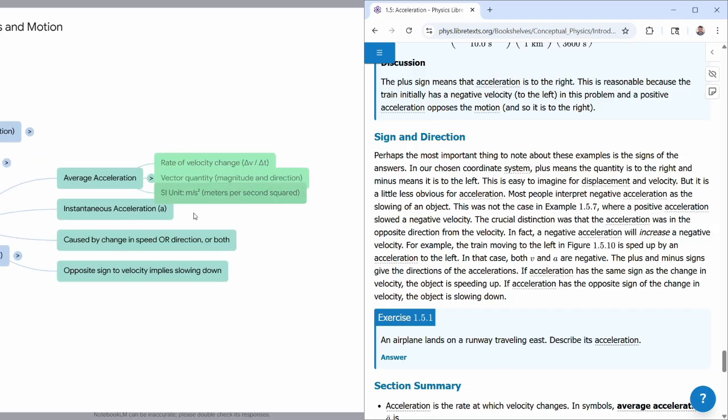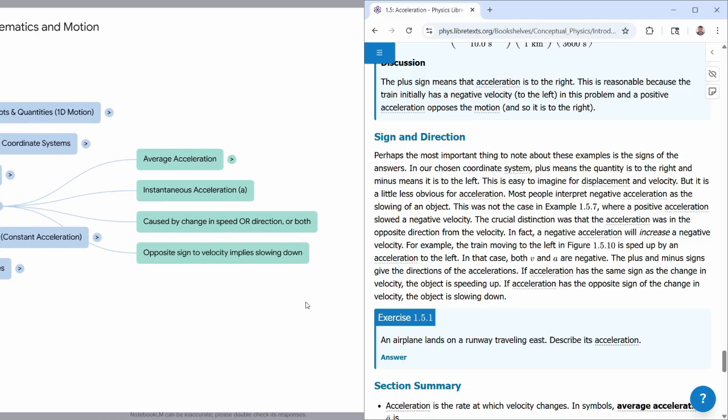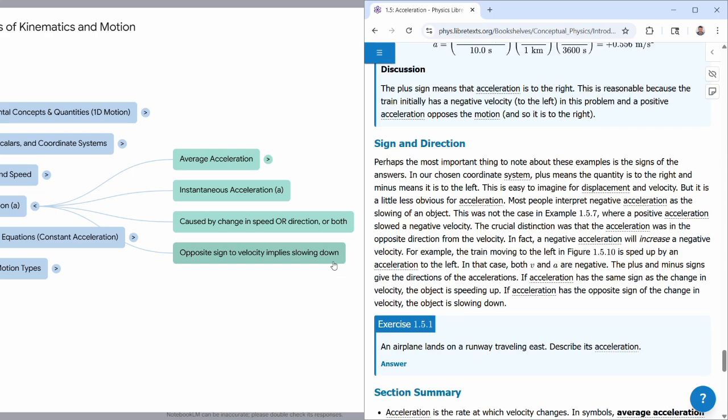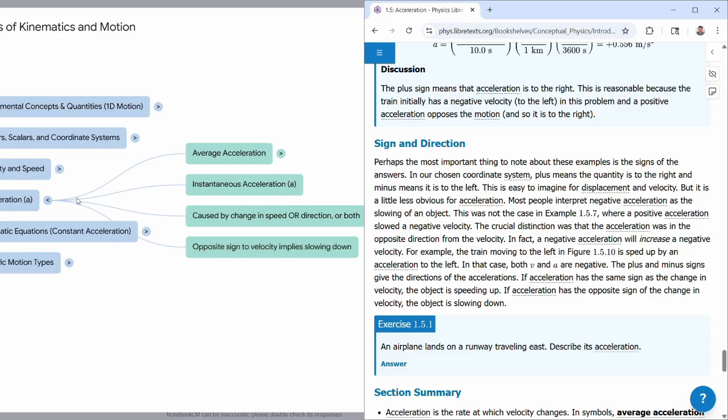And slowing down, or what sometimes people call deceleration, requires an opposite sign to velocity. So if your velocity is already in the negative direction, then quote-unquote negative acceleration actually means speeding up, not slowing down. So those are all context dependent.